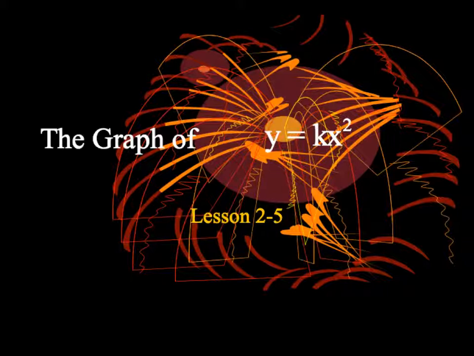But yesterday we talked about the graph of our first direct variation equation, y equals kx. Today we're going to be looking at the graph of our second direct variation equation, y equals kx squared.